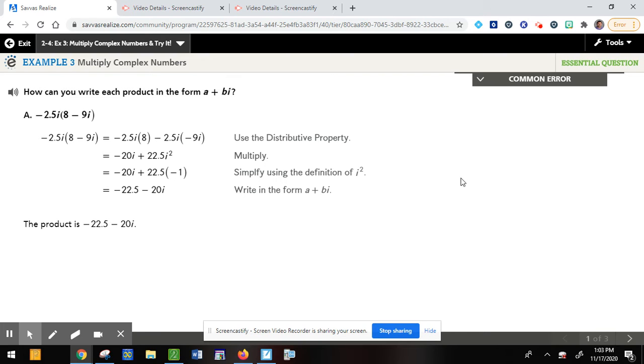The part that you're going to take out: you're never going to leave i squared in an expression. Because i is defined as the square root of negative 1, right? So the square root of negative 1 times the square root of negative 1 is negative 1. So by definition, i squared equals negative 1. So we're going to utilize that. So 22.5 i squared is really just like saying 22.5 times negative 1, which is the same thing as saying negative 22.5. So that's the real number. That goes in front. The negative 20i stays second.